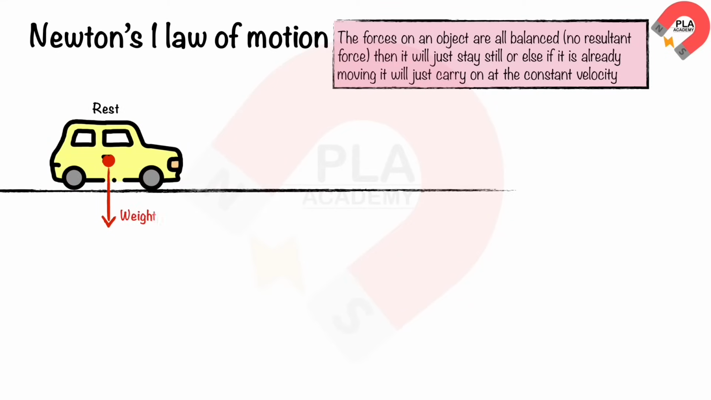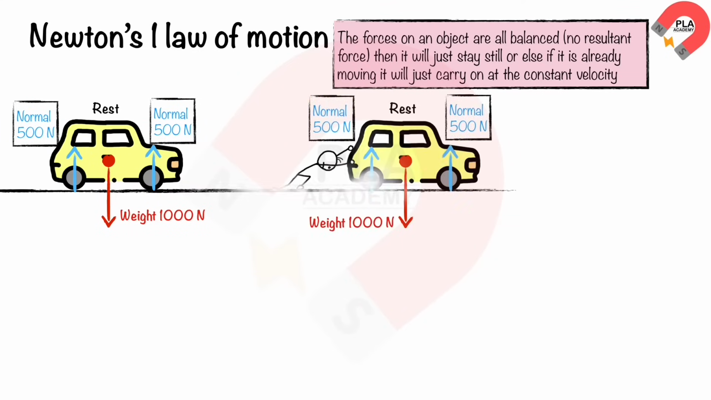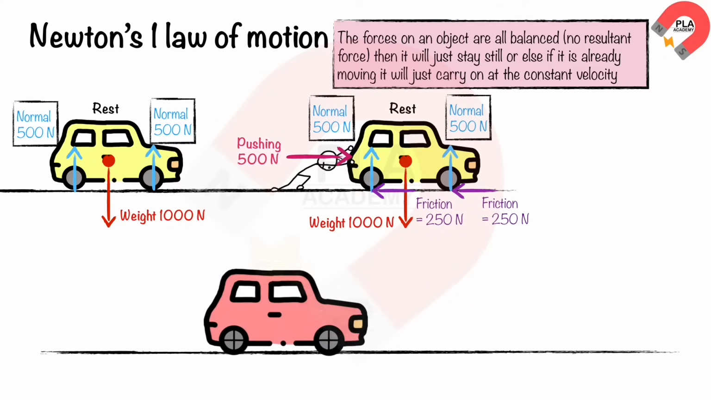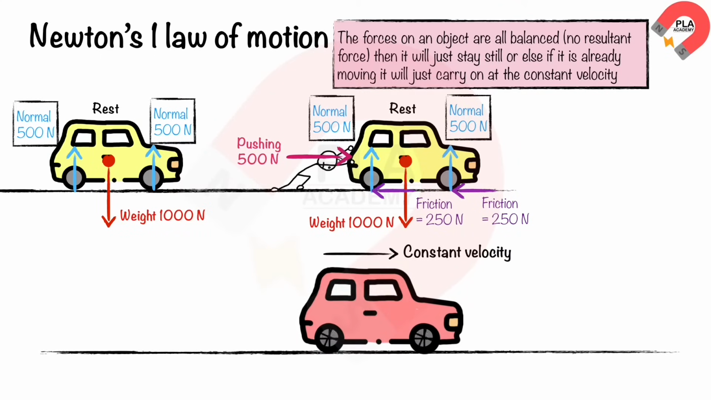So, the car's weight acts downward to equal the total normal forces acting upward. When you push a car with a force of 500 newtons to the right, and the car stays still, this causes the total friction between the tires and the road's surface to act to the left, 500 newtons, balancing the pushing force. When a car is moving with constant velocity, then the forces on it must be balanced.